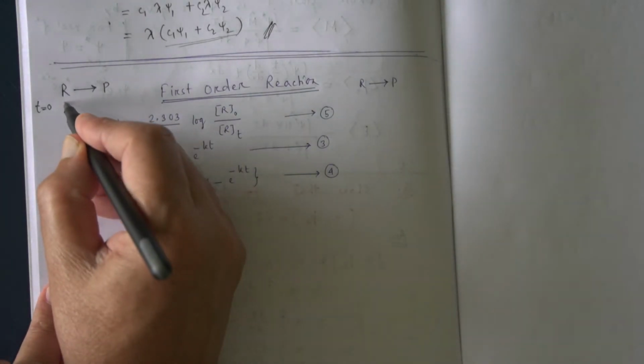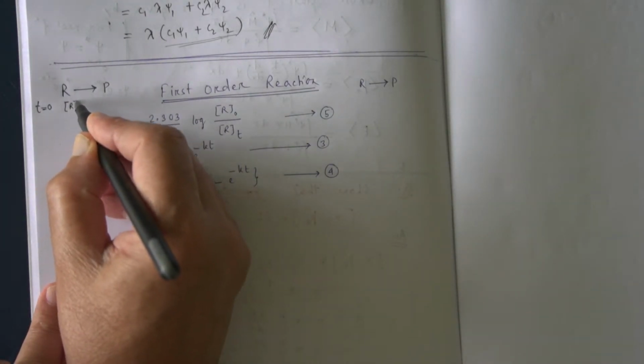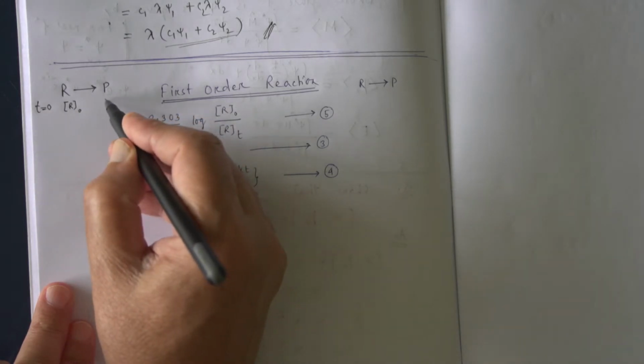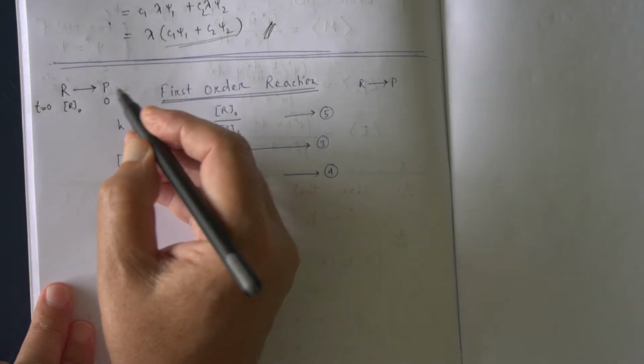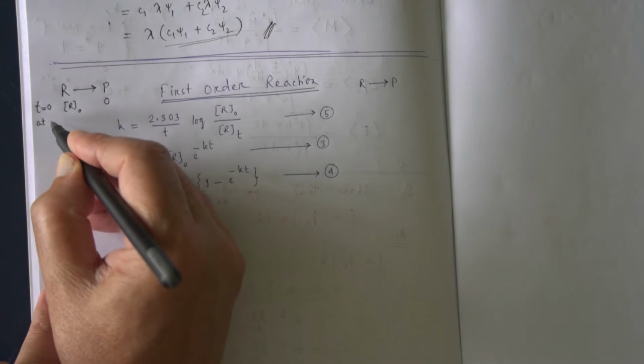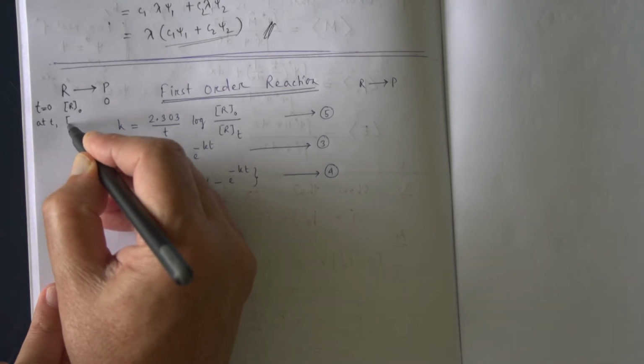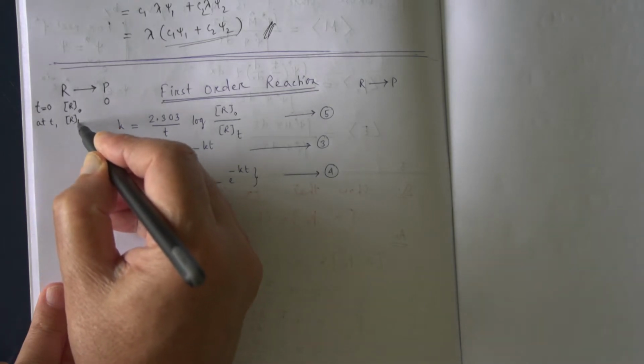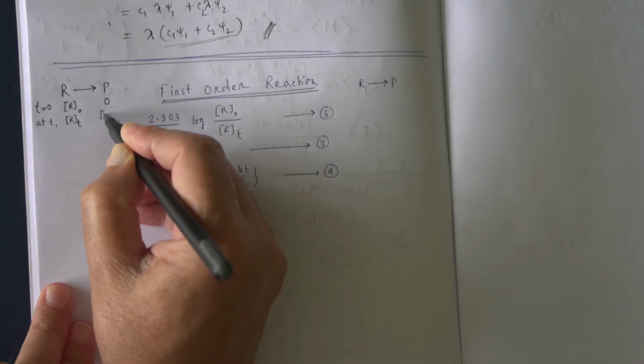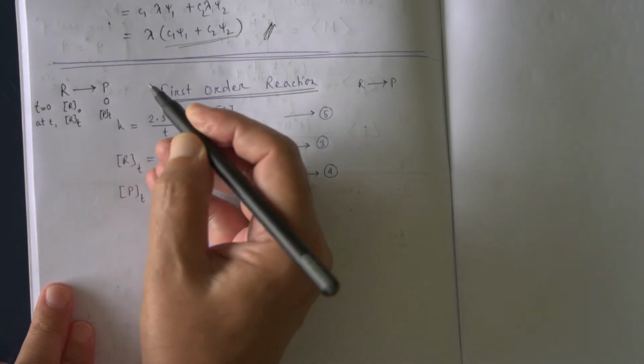So concentration of reactant is maximum. Concentration of product is 0. At time t, concentration of reactant is RT and concentration of product is PT. Okay?